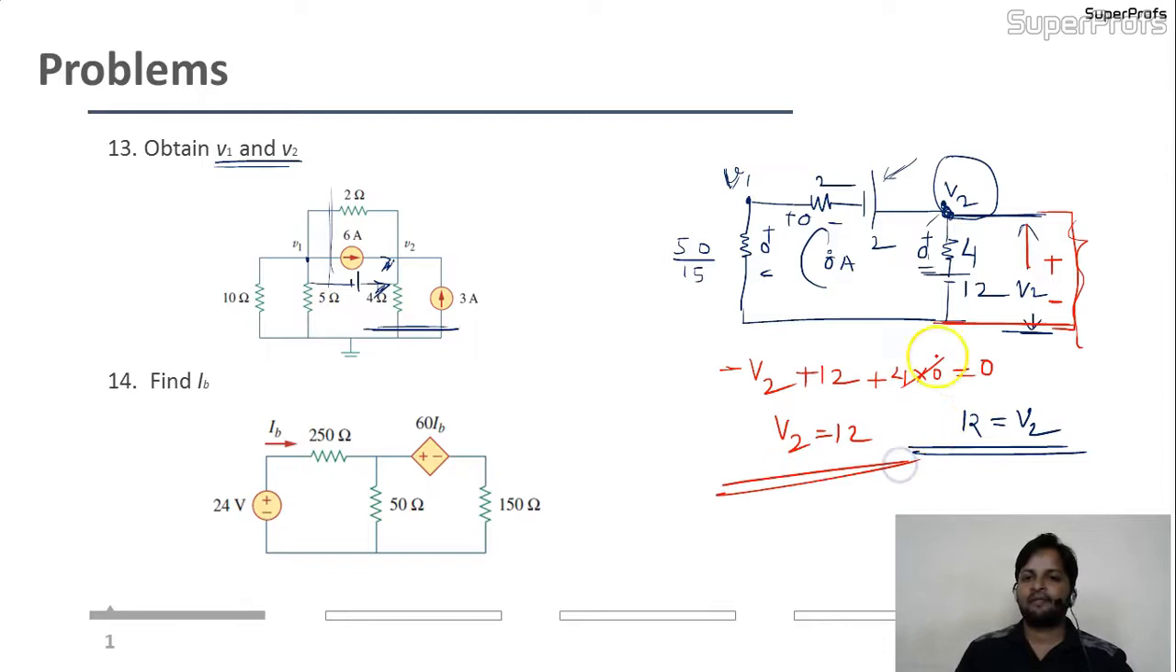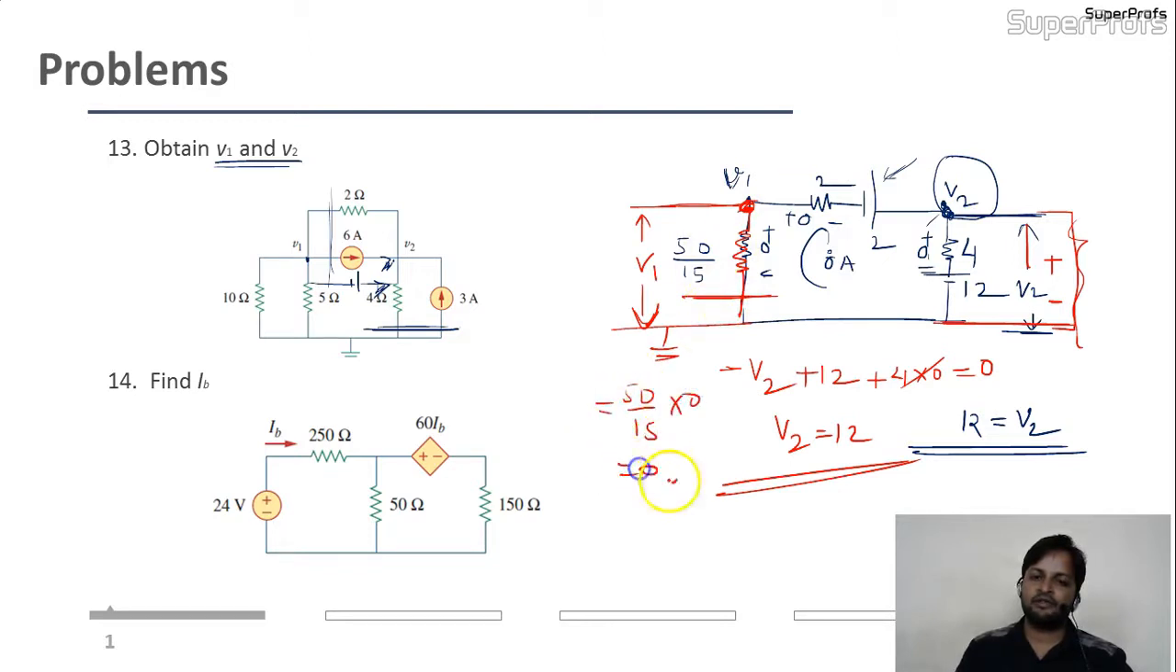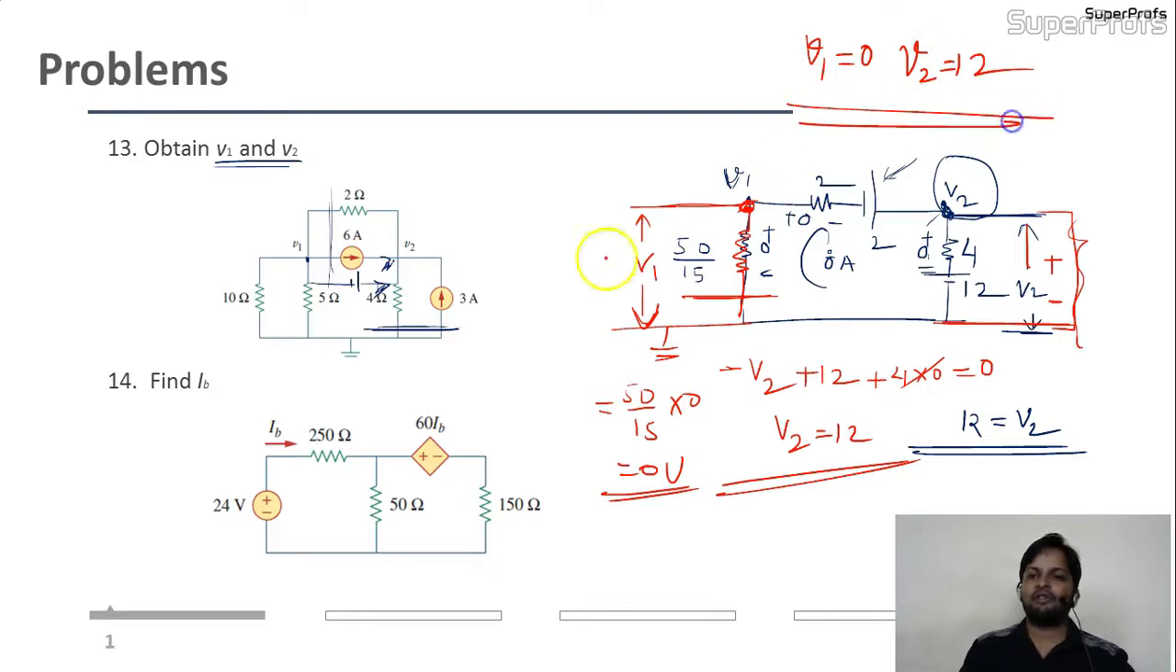Is it fine? What about the voltage? V1 is the voltage across this point, and V1 is given with reference to ground voltage. And we know the voltage drop in this branch is nothing but 0. Why? Because the current is 0. So 50 into 15 into 0 is nothing but 0 volt. So the answer of this circuit is V1 equal to 0, V2 equal to 12. If you do this circuit by KCL, it will take longer than this.